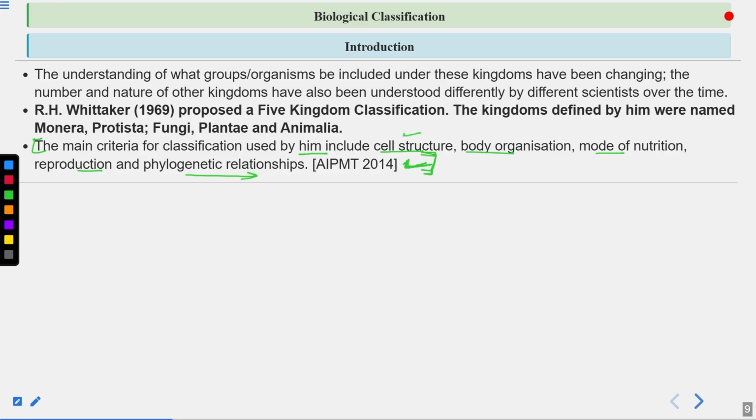Cell structure: does the cell contain a cell wall or not? Is the cell prokaryotic or eukaryotic? Then body organization: whether the organism is unicellular or multicellular, whether they have tissues, whether they have organs or organ systems. Then whether they are autotrophic or heterotrophic. Then whether they reproduce sexually or asexually, or by both. And what is the evolutionary relationship?